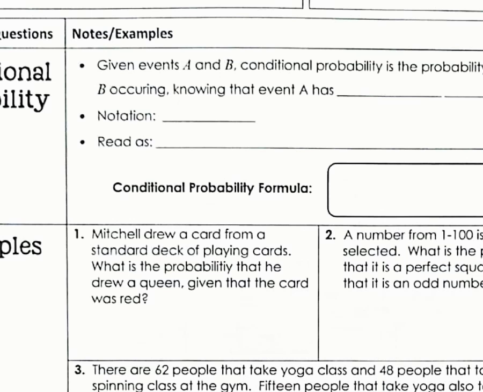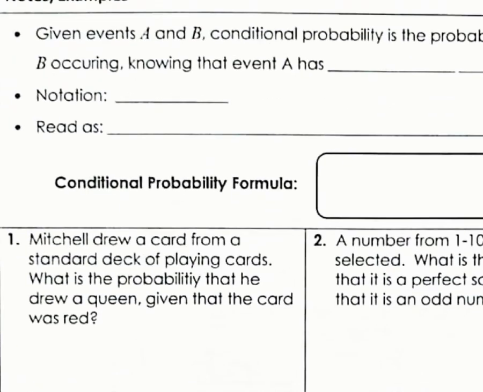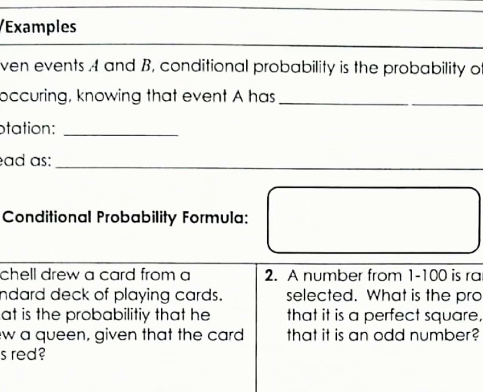You understand what I'm kind of saying? So instead of looking at the whole data, it's going to narrow down your focus. That's what we're talking about today with conditional probability. It narrows the focus of your data, that group of information you're determining probability based on. So, given events A and B, conditional probability is the probability of event B occurring, knowing that event A has already occurred.